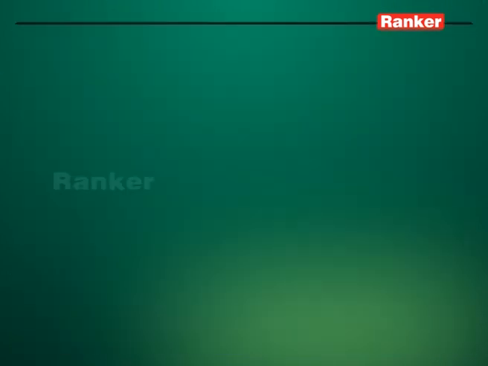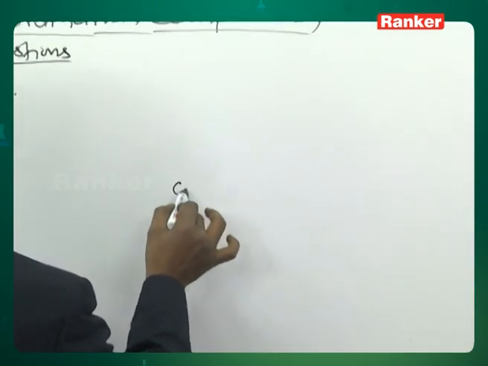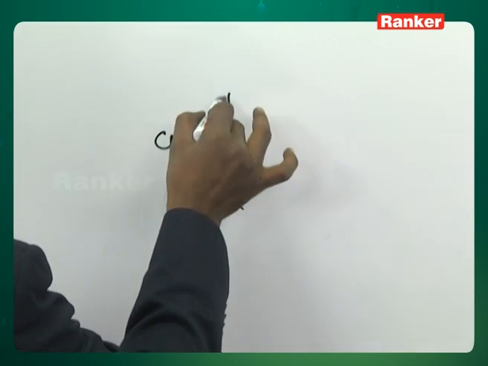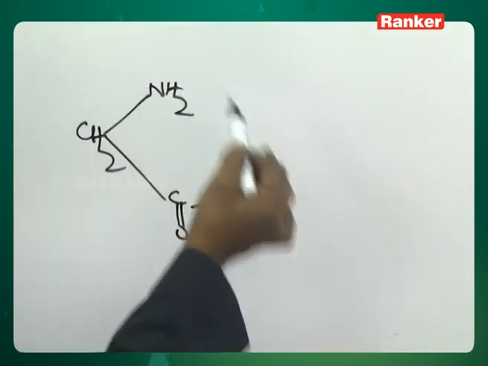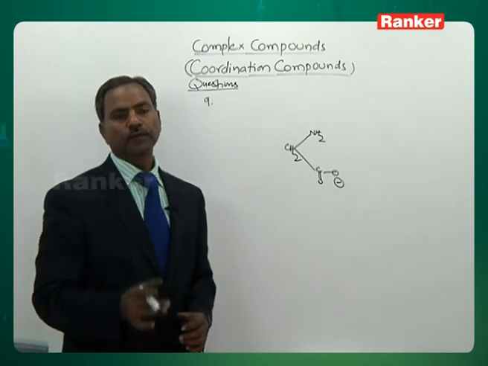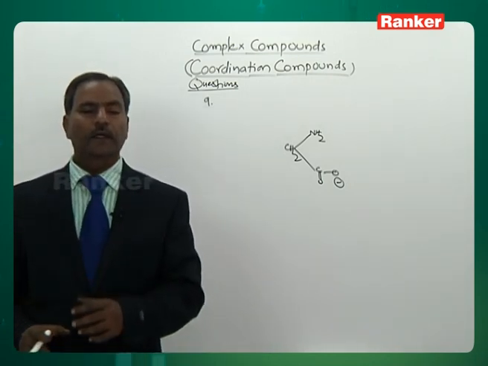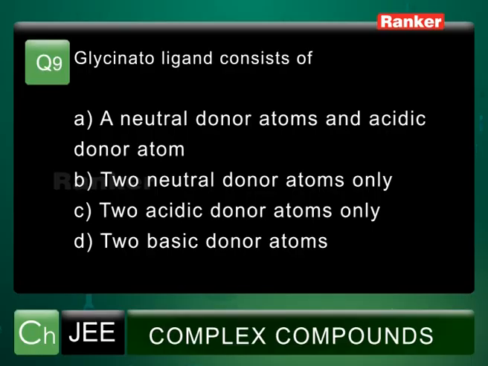Glycinate ligand consists of: option A neutral donor atom and acidic donor atom, option B 2 neutral donor atoms only, option C 2 acidic donor atoms only, and option D 2 basic donor atoms only. First, let us write the glycinate. See how the questions appear on ligands. Check it, varieties of questions, different types of questions you are looking at even on ligands. See, this is the neutral donor, this is the acidic donor. So the glycinate ligand consists of a neutral donor atom and an acidic donor atom only. Therefore, the answer is A.